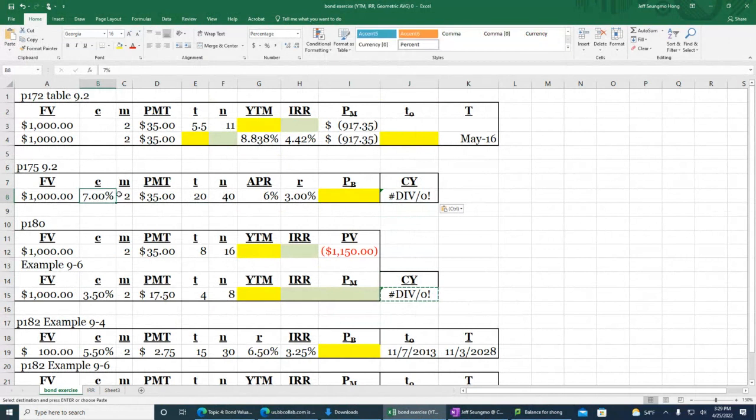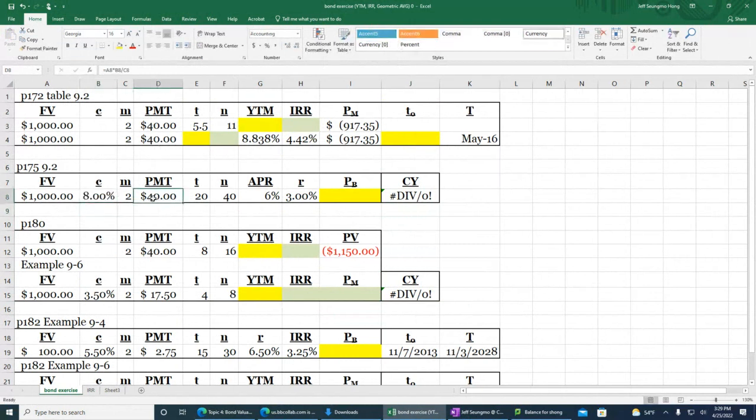First, the coupon rate was 8%, right? So I'll change that to 8%. So coupon payment is $40 every semester. How many years left? 10 years, right? And the APR, this is the discount rate, right? 10%. So semi-annually, it will be 5%. Semi-annually, it will be 5%.